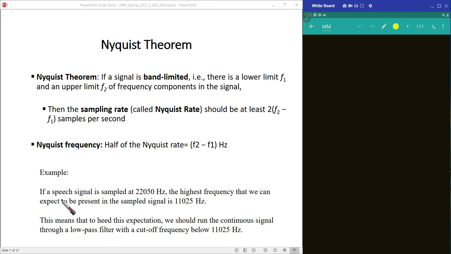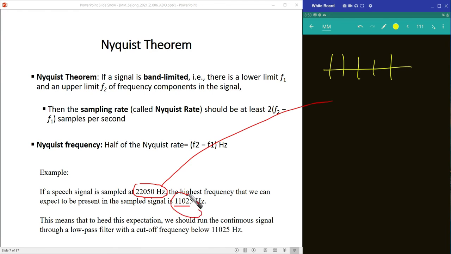So here is another example. Let's say a speech signal sampled at 22 kilohertz, that means 22,050 Hertz. The highest frequency that we can expect to be present in that sampled signal is this one, okay? So this is the opposite of the problem that we saw, right? If we sample our signal at this rate, that is, in every second we take 22,050 samples, then we can expect the highest frequency in that signal is basically half of that.